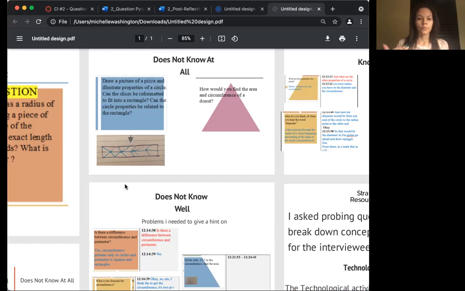I know when I did this question in class, I did something similar, and so I think I just need to put myself in those shoes again and think of what would have helped me format those slices into the correct way. For the second question, he didn't know how to answer. It was, how would you find the area and circumference of a donut?